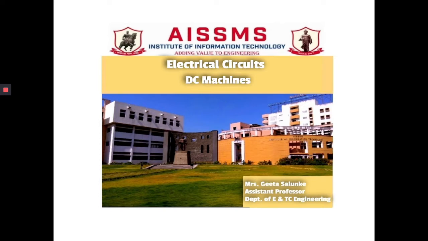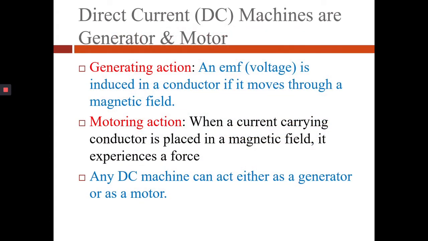Today I want to give an introduction of DC machines in electrical circuits. The DC machines are generator and motor. First of all, we'll see what is meant by generating action. An EMF or voltage is induced in a conductor if it moves through a magnetic field. It is called as generating action.